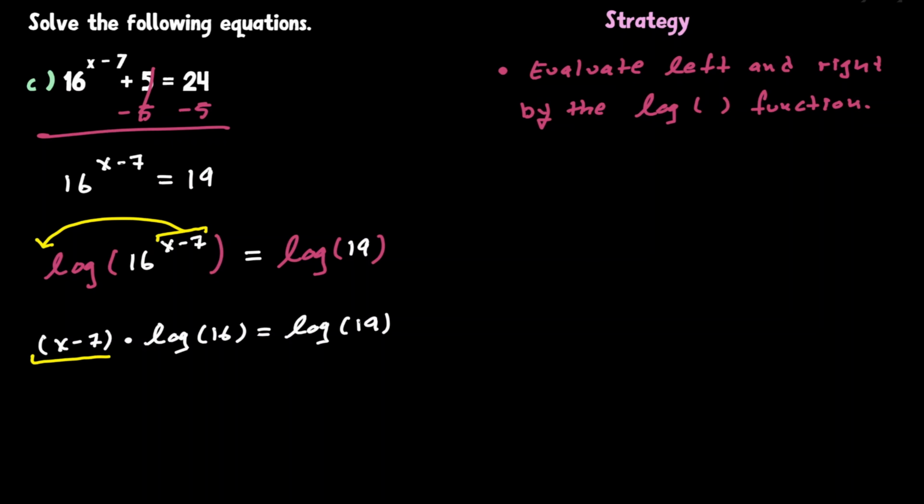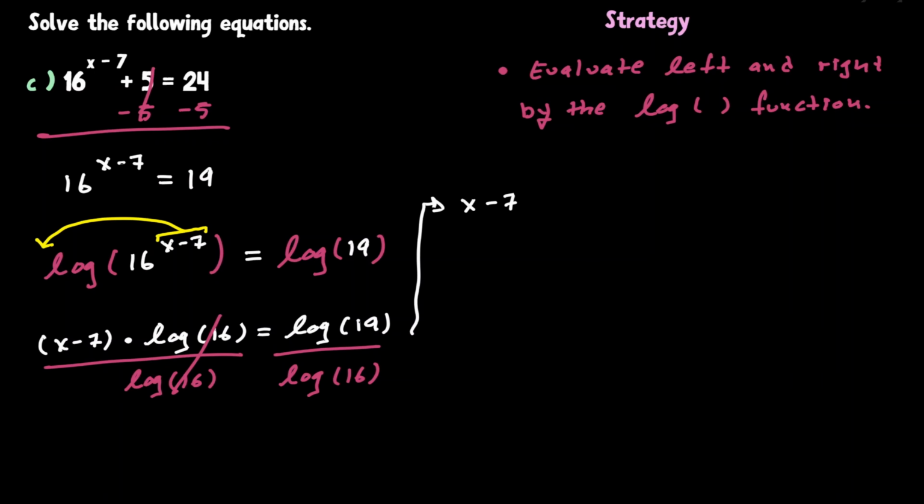But x, it's inside of an expression that has been multiplied. Well, if we want to isolate that, we need to cancel out log of 16. Let's do that by doing the opposite. It's multiplying, so let's divide by log of 16 on the left and the right. So now we have x minus 7 on the left, and this division of log on the right.